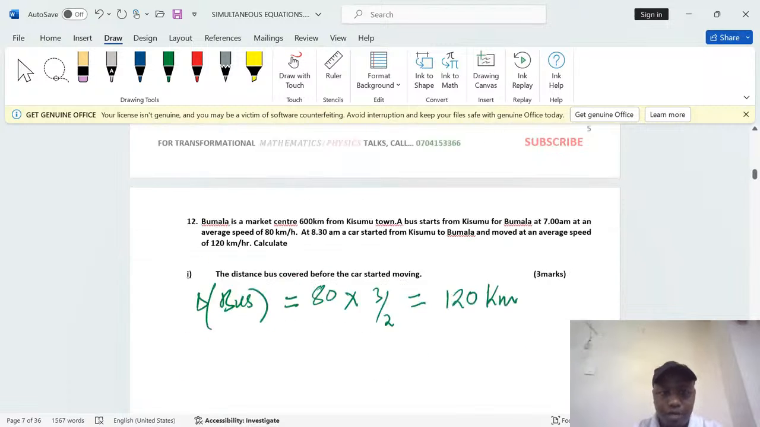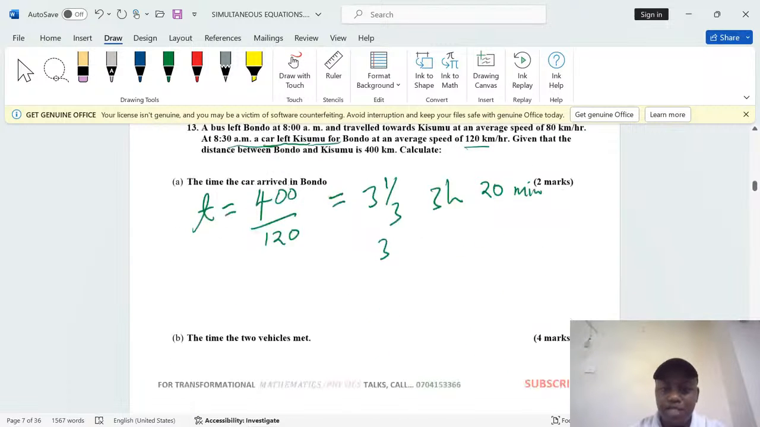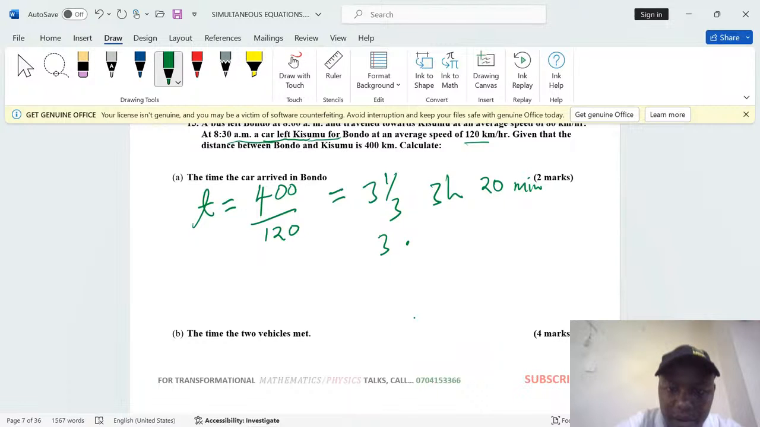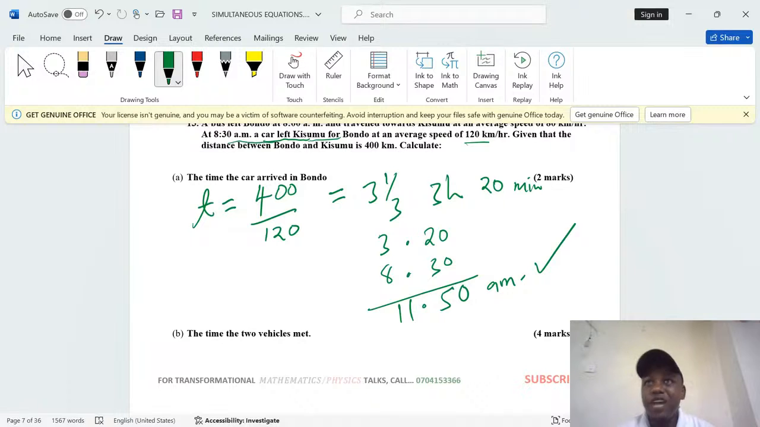So we'll be talking about 3 hours 20 minutes from 8:30. This is going to give us 11:50 a.m. the same day. We're also talking about the time the two vehicles met.